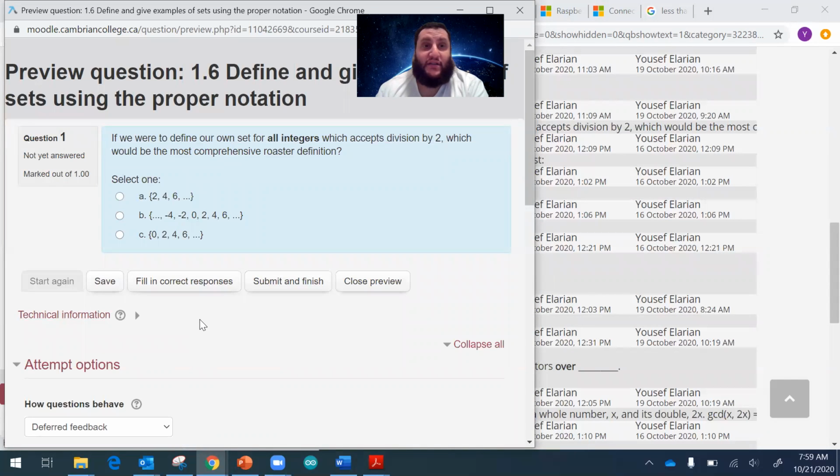If we were to define our own set of all integers which accept division by 2, we want this set of all integers that accept division by 2. Which of the following would be the most comprehensive roster definition? 2, 4, 6, or 0, 2, 4, 6, or even these, -4, -2, 0, 2, 4, 6. This one is most comprehensive.